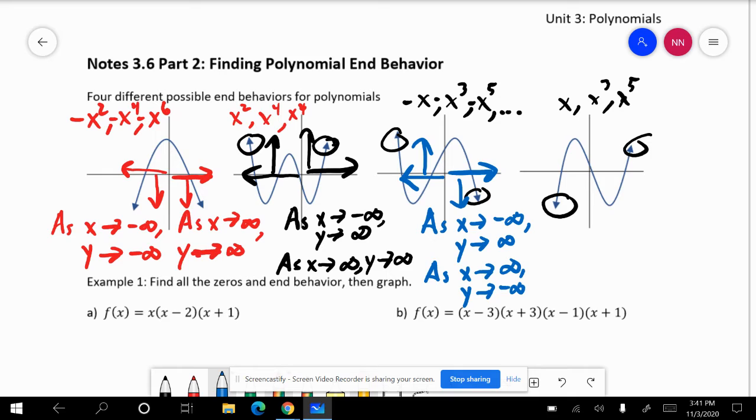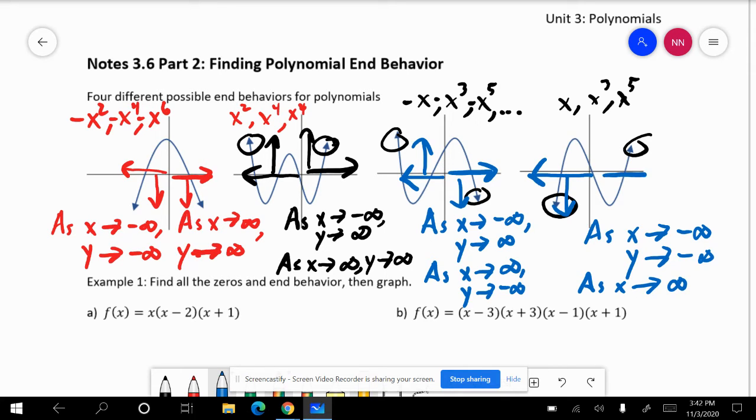Now, our last example would be positive odd degrees. And when we're looking at this one, notice that as x approaches negative infinity, as it goes to the left, it's going down. Y approaches negative infinity. As x approaches infinity, as it goes to the right, notice it's going up. Y approaches infinity. So that right there is end behavior.